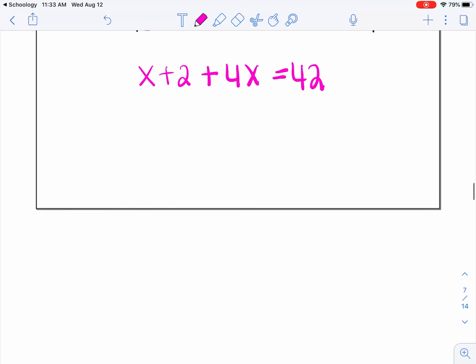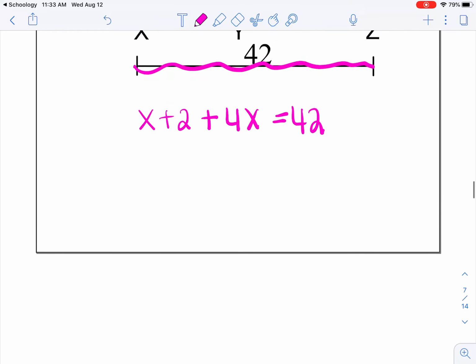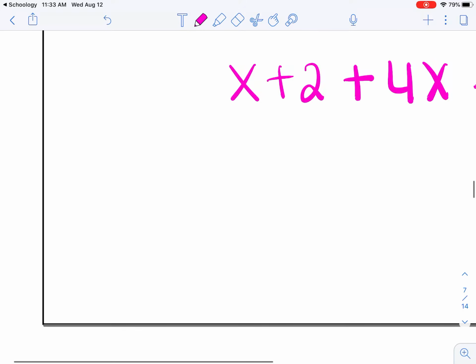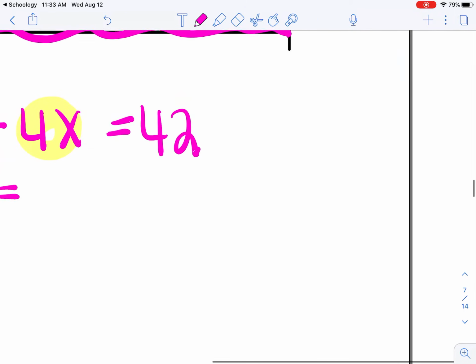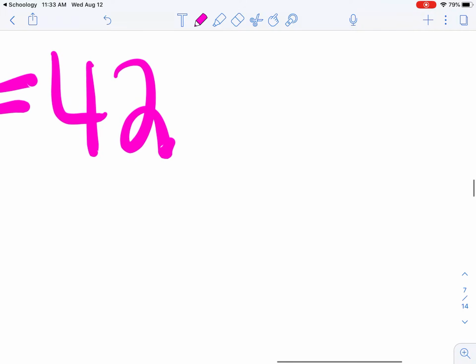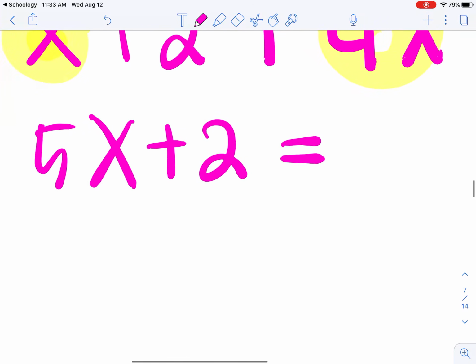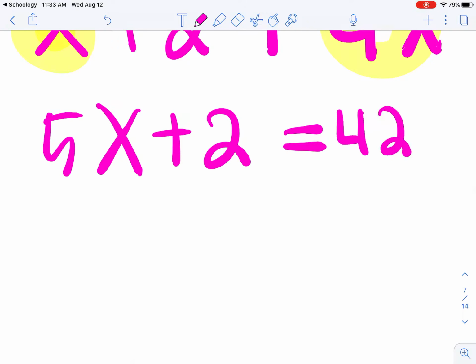All right, now I have to solve this. This is why we started with that warm-up. On the left-hand side of the equation, do I have any like terms? Yes, we have X and 4X, so I'm going to combine those: 5X. Do we have any other like terms? No. So plus 2 equals. Look on the right-hand side. Are there any like terms on the right-hand side? No, so I'm just going to write 42.